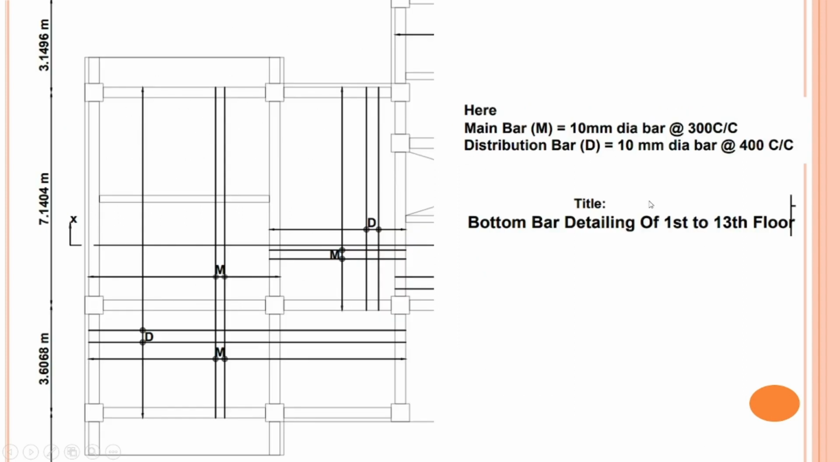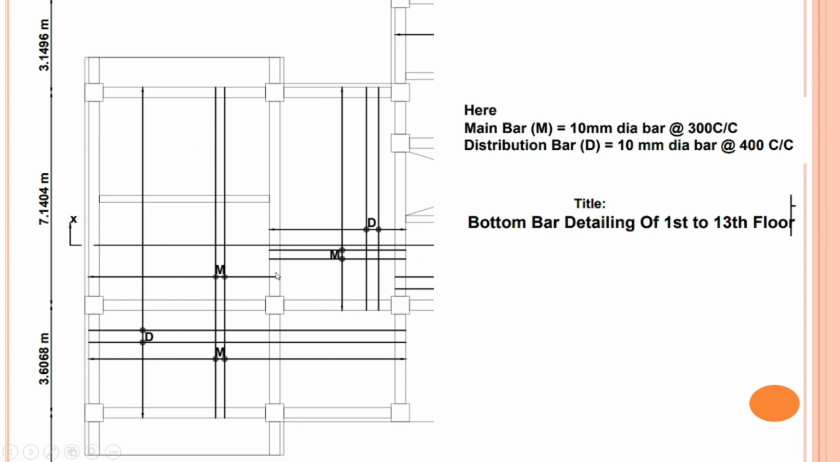And after the final result of the design of slab, you have got the results: the main bar of 10 diameter at the rate of 300 center to center, and the distribution bar of 10 dia at the rate of 400 center to center. The bottom bar details of the first 13 floors, main bar. This is the main bar, and this one is the distribution bar. These are the distribution bars. These are the main bars. The main bars are distributed from there to there; like this you have to discuss, and the distribution bars.